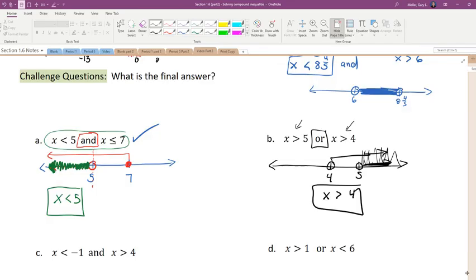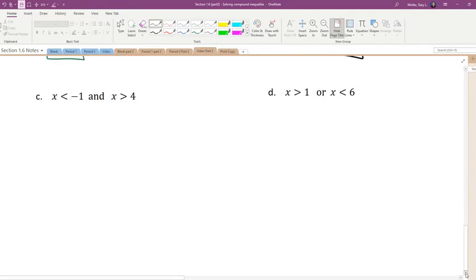All right, two more. Don't assume you know what's going on. Let's see what's happening here. Here's -1. Here's 4. So this is telling me x is less than -1. That's this way. x is greater than 4. That's this way, but we have to focus on the word "and." There is no overlap, so this one actually has no solution.